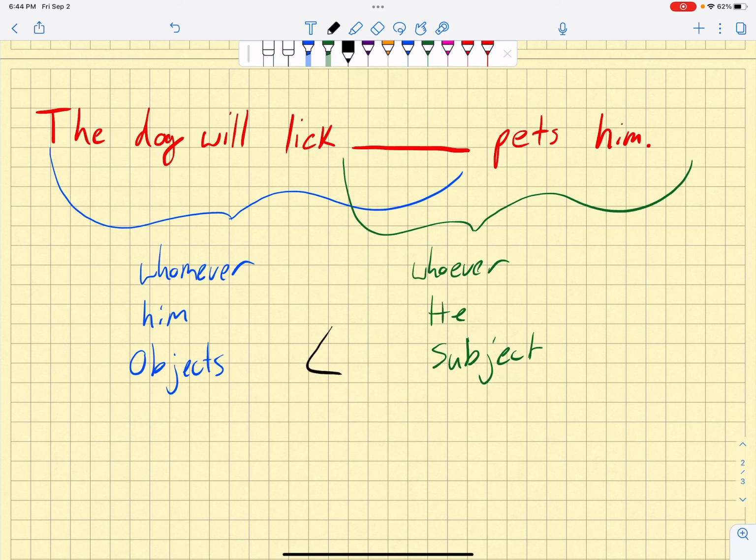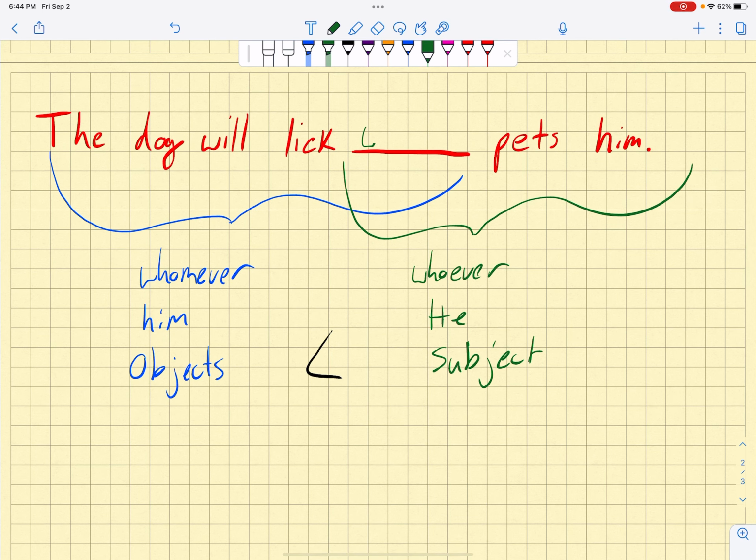Subjects, doers always trump those done upon. So subjects always trump objects. So here, once again, if there's ever a question, who is the answer? Whoever. The dog will lick whoever pets him. So it's simple enough when you know it. I think it's just a matter of internalizing and memorizing these simple rules. But it's pretty straightforward, and I think it'll really strengthen your speaking and your writing.